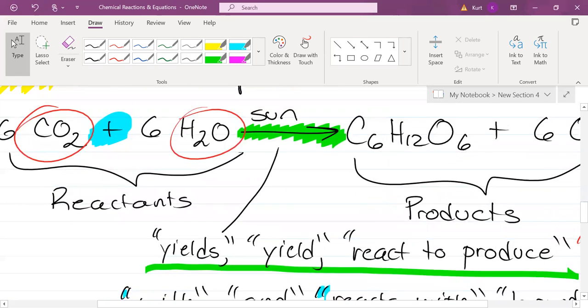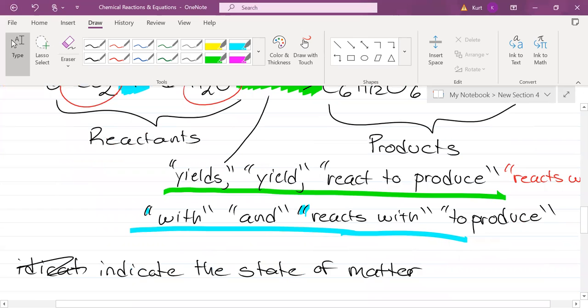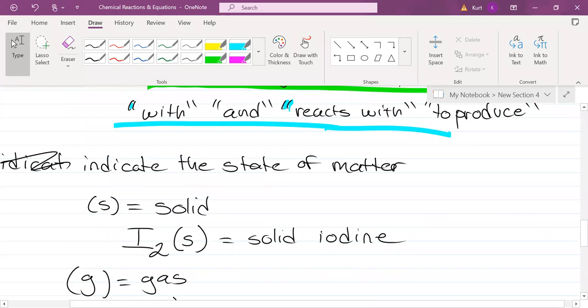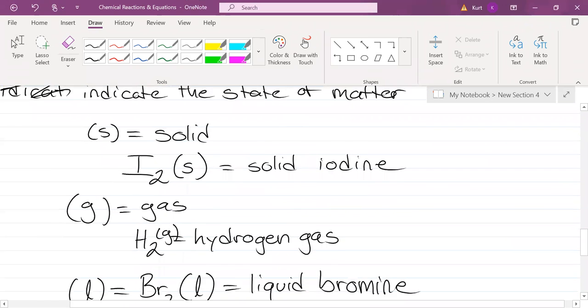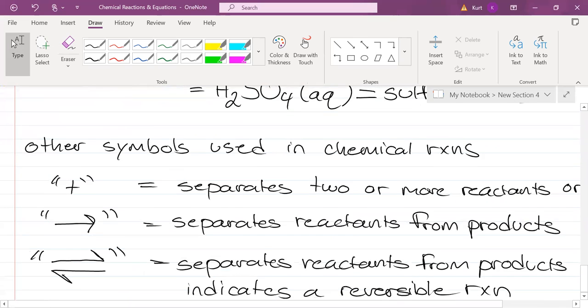Take a look at this reaction for photosynthesis. Forget about the sun. Just worry about the basic chemical reaction. How many reactants are there? Two. How many products are there? Two. Glucose and oxygen. And the reactants are carbon dioxide and water. Remember to never say equals. Say yields. Instead of saying plus, you say with, or reacts with, or to produce. S means solid, G means gas, L means liquid, A means aqueous, which means dissolved in water.